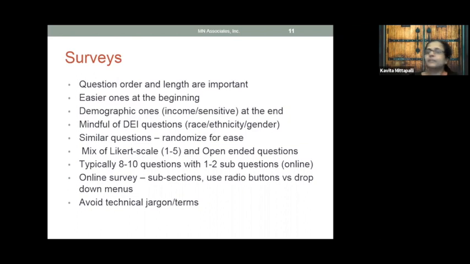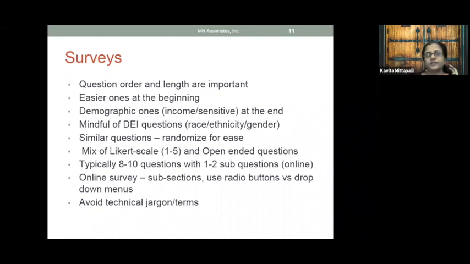Be extremely mindful of DEI related questions, diversity, equity, and inclusiveness questions, especially when it comes to race, ethnicity, and gender. One thing I've learned is to always keep an option, especially when it is a multiple choice question: prefer not to answer, or leave it as other and give them a choice. If they don't want to respond, that's it. You cannot force them to respond to any question. So be very, very mindful of these questions.